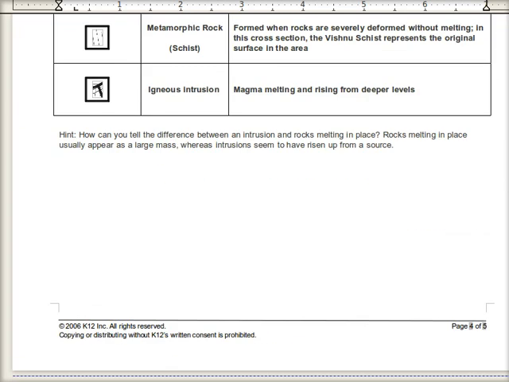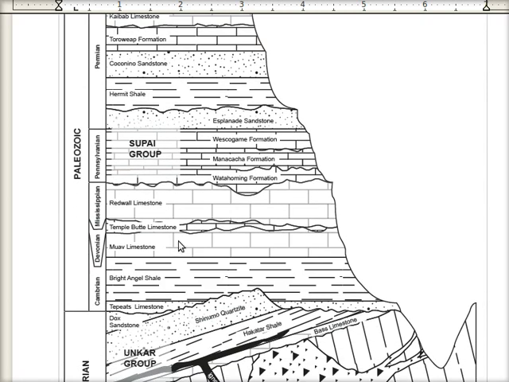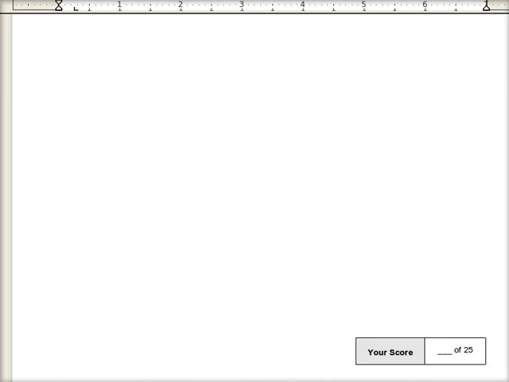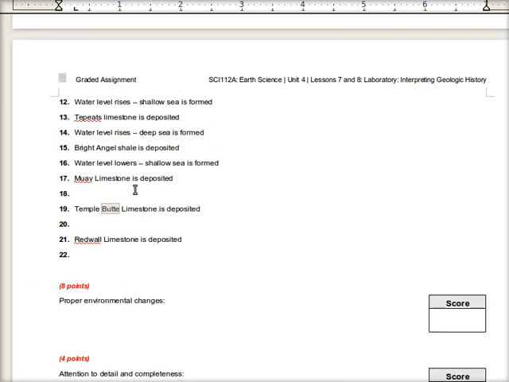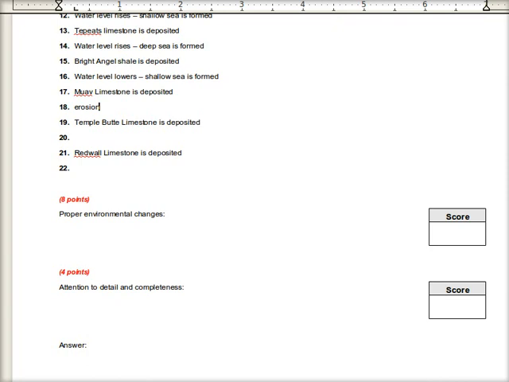Mauve and Temple Butte. Okay, here's the line between them. See that? See how it's not flat? It's jagged up and down. That tells us there was erosion. Something caused erosion. We don't know what. But let's just write down erosion. There's enough erosion that it left all these bumps and hills for the next layer, the Temple Butte limestone. We can see that erosion caused that line in between the layers.